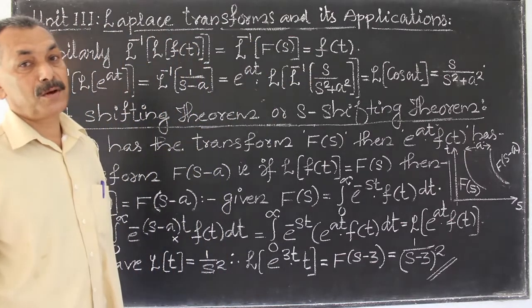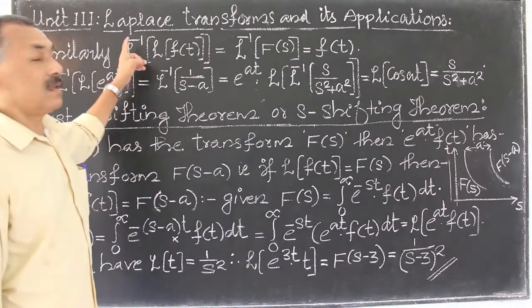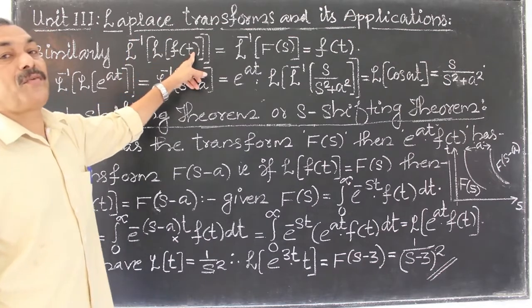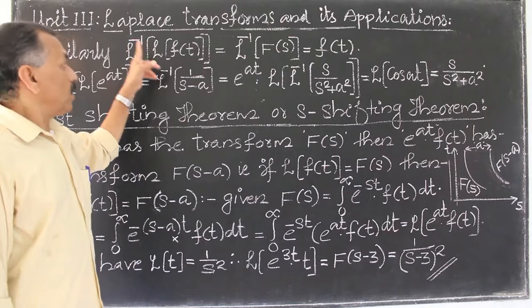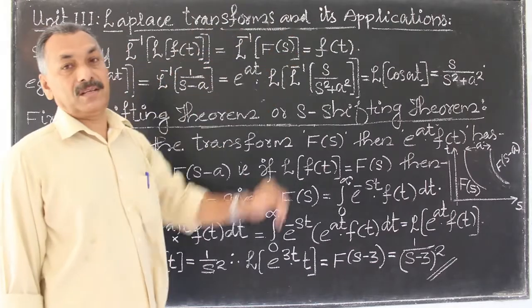എന്താണ് രണ്ട് പ്രോപ്പർട്ടീസ്. ആദ്യത്തെ പ്രോപ്പർട്ടി L of L inverse f of s is equal to f of s. Second property L inverse of L of f of t is equal to f of t.